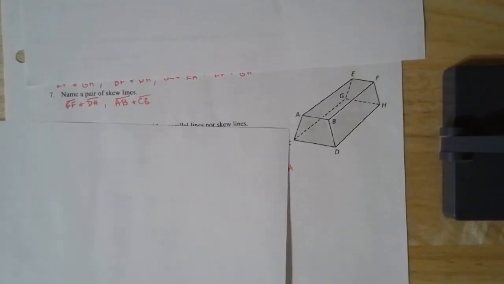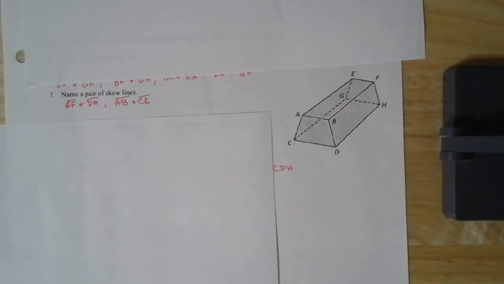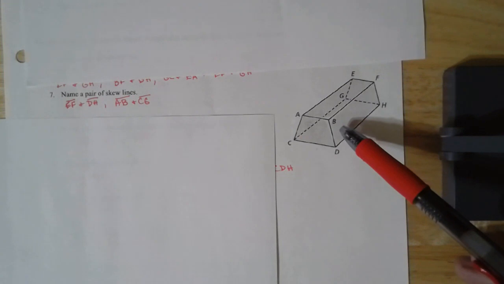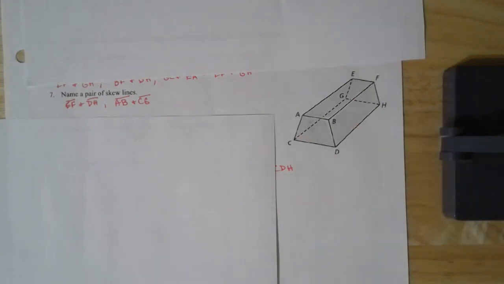So number 7 asks me to identify a pair of skew lines. This time they give us this figure. This is a trapezoidal prism. And in this trapezoidal prism, we are asked to name a pair of skew lines. So the trick really here is just pick a line, and then once you've picked a line, you can determine what all lines are actually skew with the line that you picked.